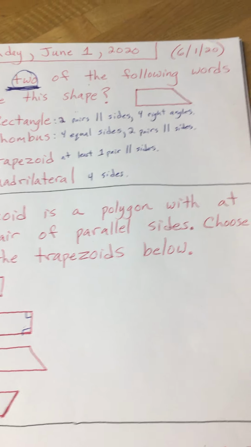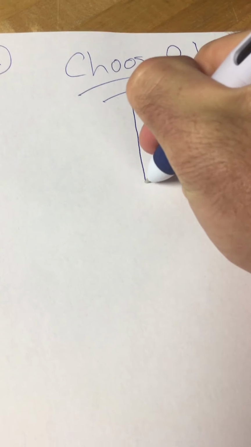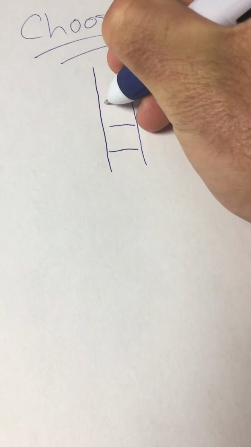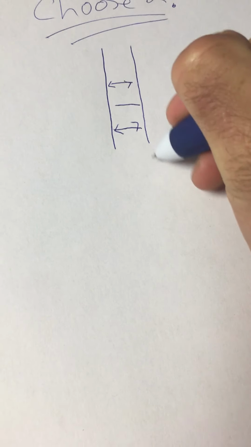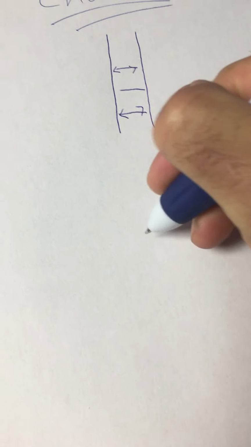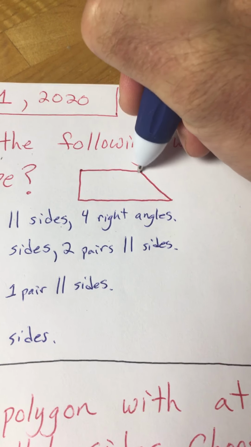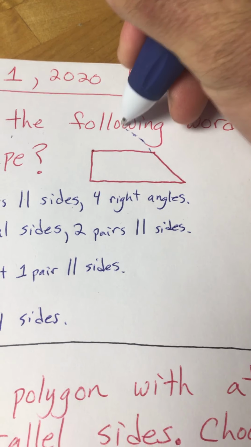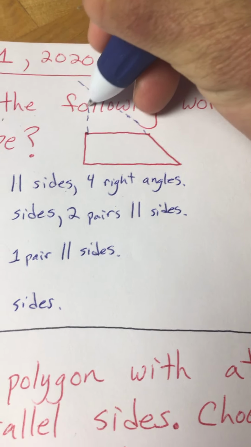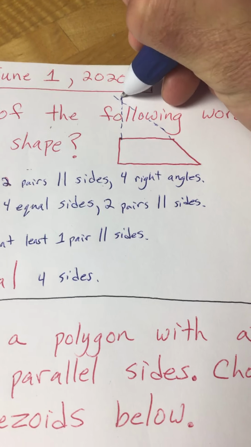And parallel means that they would never, ever cross. So two parallel lines would go forever, and they'd always be the same distance between here and here. They're parallel. That means if you were to extend these lines, they would never cross. And you can see that this one, if you follow this line this way, and this line this way, they will cross eventually. All right, so this shape is not a rectangle.